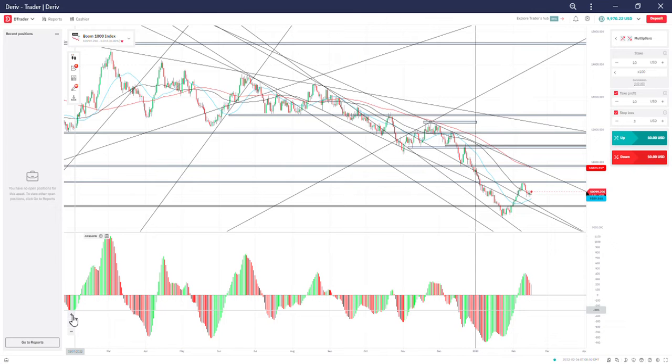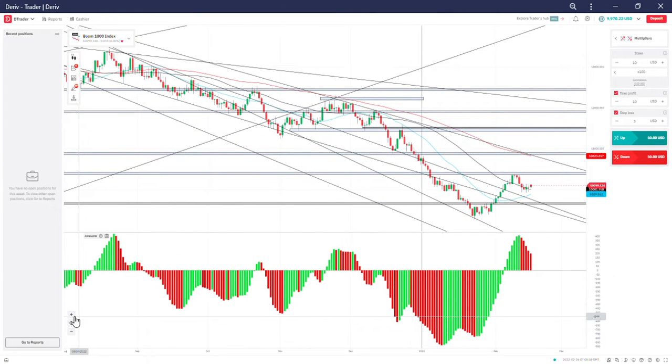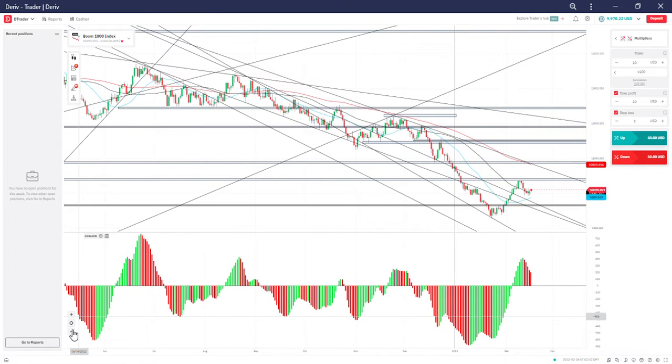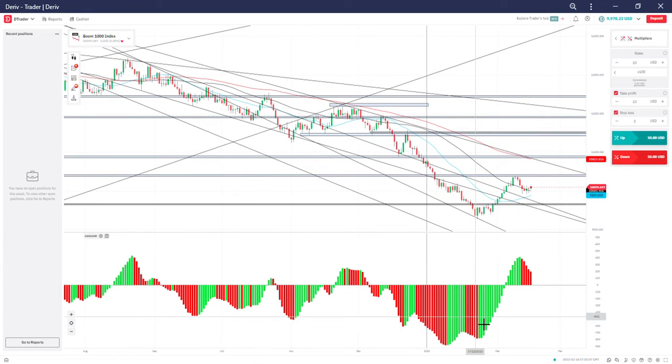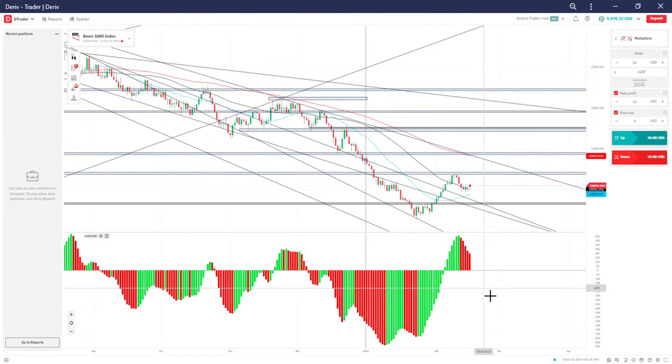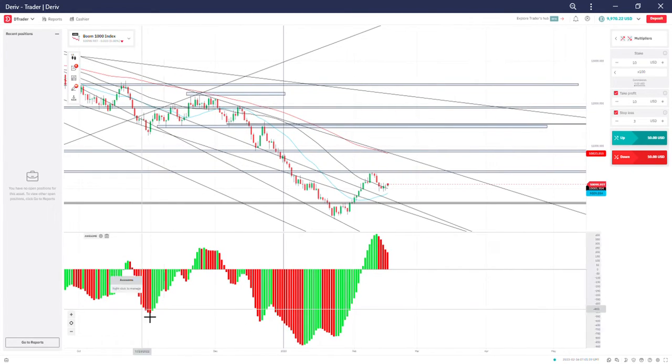Now looking at my, this is the indices market, this is Deriv, and looking at this market, you can see I've done a lot of technical analysis. So this is on a daily chart. I have my awesome oscillator and 3 moving averages. I have my support and resistance levels, and also my trend lines well drawn. Now let's get into it.